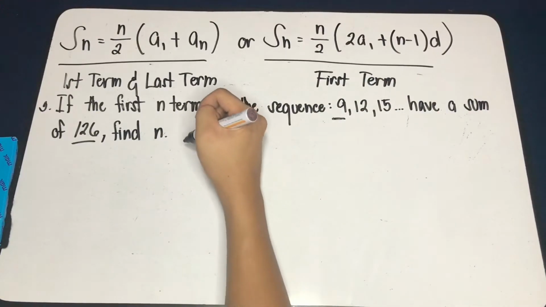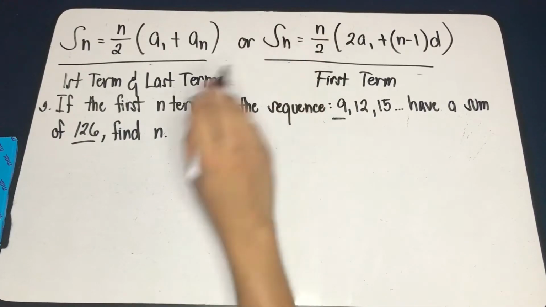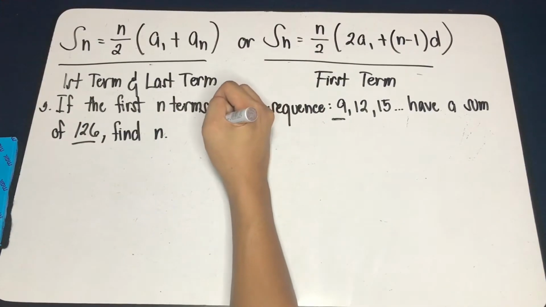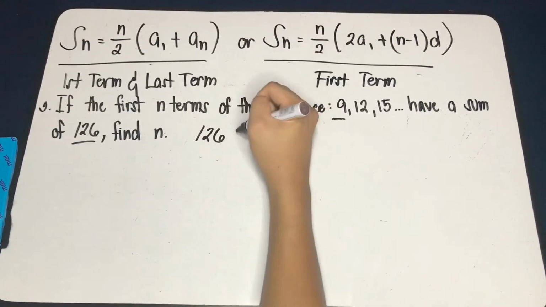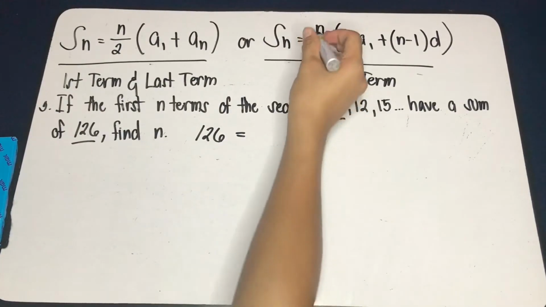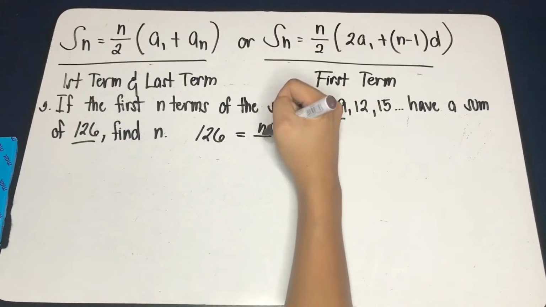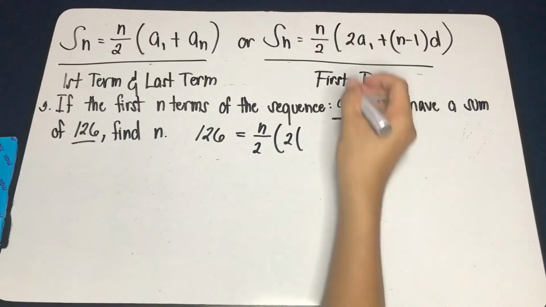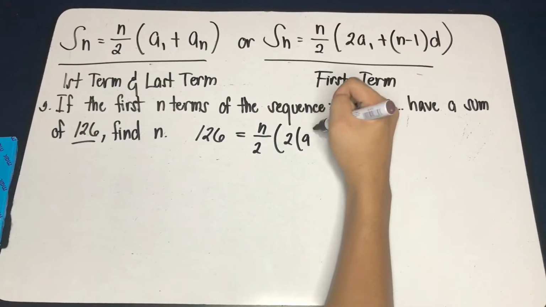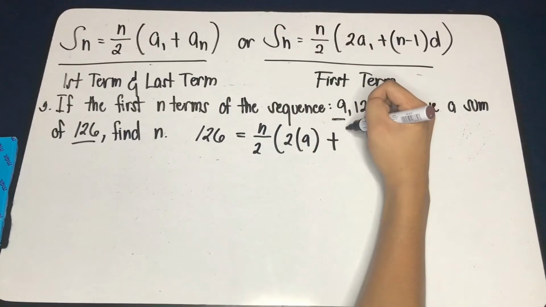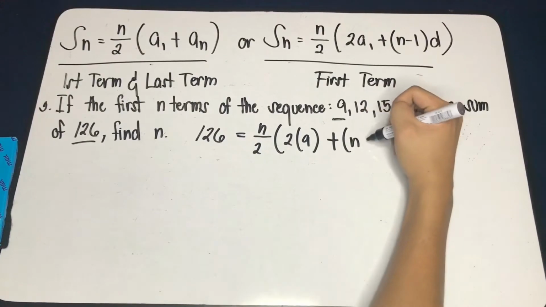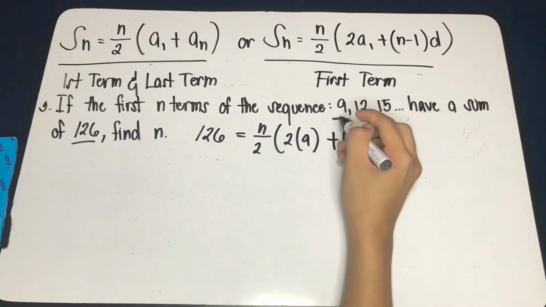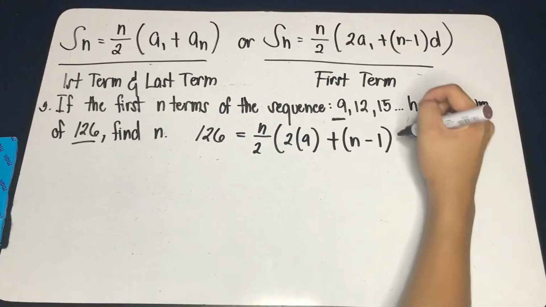So, we have S sub n. S sub n is yung sum ng terms, which is 126. So, 126 is equal to n over 2, hindi natin alam si n, times 2 multiplied by the first term, which is 9, plus n, hindi pa rin natin alam si n kasi yun yung hahanapin natin, minus 1, times d. Ano yung common difference? Ano i-add mo kay 9 para makuha si 12? 3.